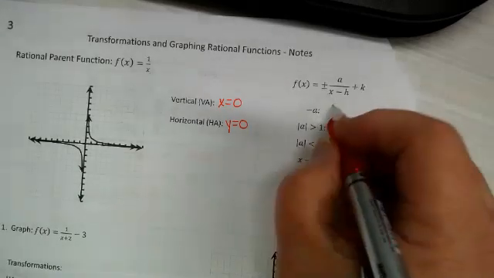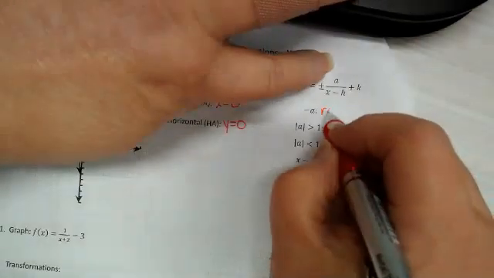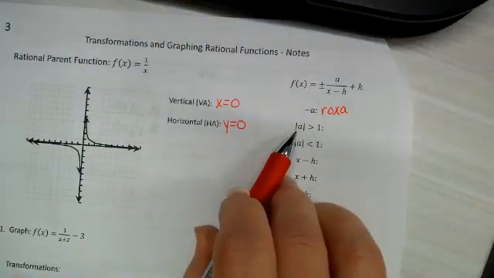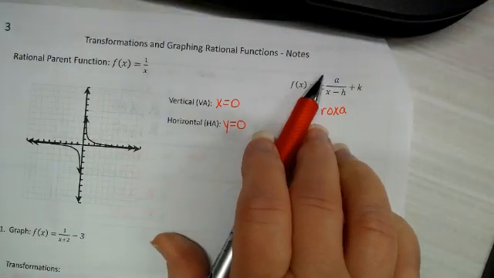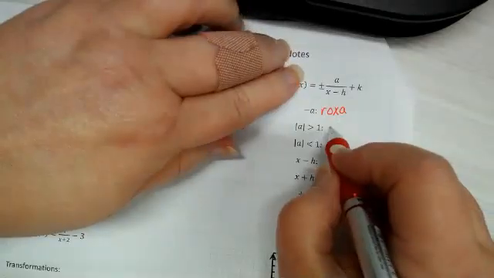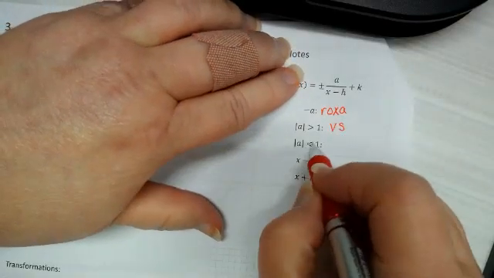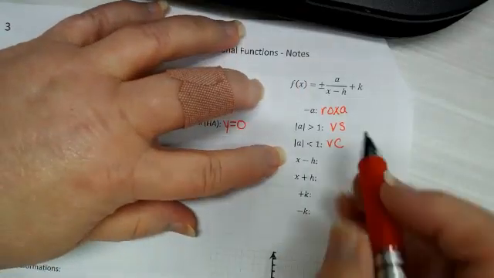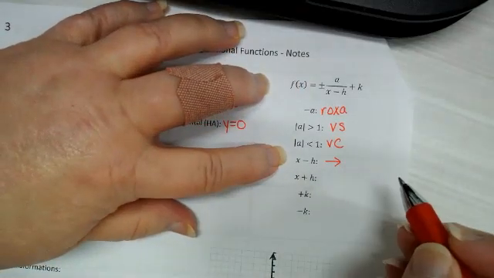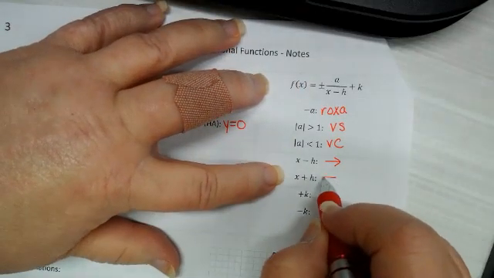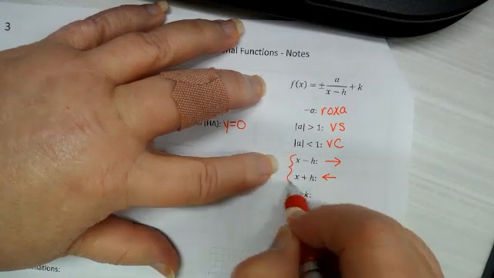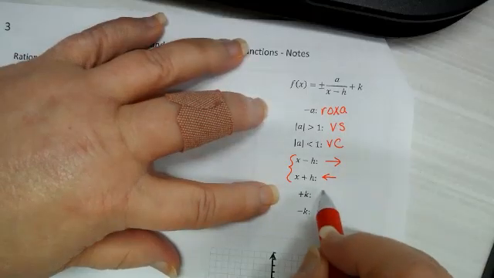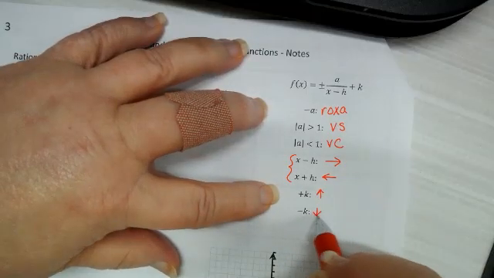So remember, negative a makes it a reflection over the x-axis, and you take your a without the positive or negative, just the a value. Bigger than 1 is a vertical stretch. Less than 1 is a vertical compression. X minus h is a move to the right. X plus h is a move to the left, still opposite like they've been all year. Plus k goes up, minus k goes down.